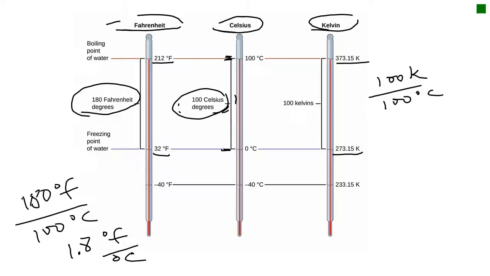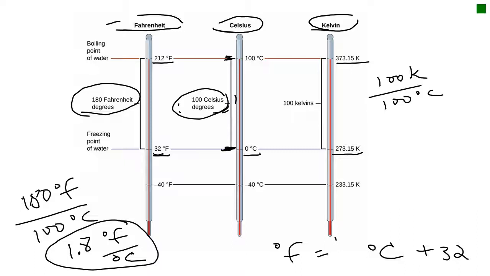Now, the only other difference that we have here is an offset. So when water freezes, in Celsius it freezes at 0, and in Fahrenheit it freezes at 32. So the temperature in Fahrenheit is going to equal the temperature in Celsius plus 32, but we know there's 1.8 degrees Fahrenheit for every degree Celsius, and so we multiply this by 1.8, and that is going to give us the temperature in Fahrenheit. Now, to get between Celsius and Kelvin, we realize that 0 Celsius is 273 Kelvin, and so at this point we can finish our conversions.